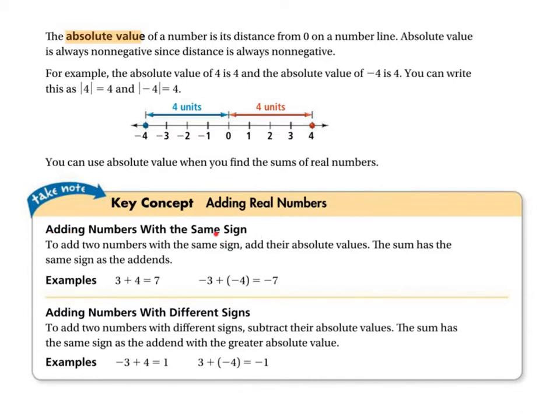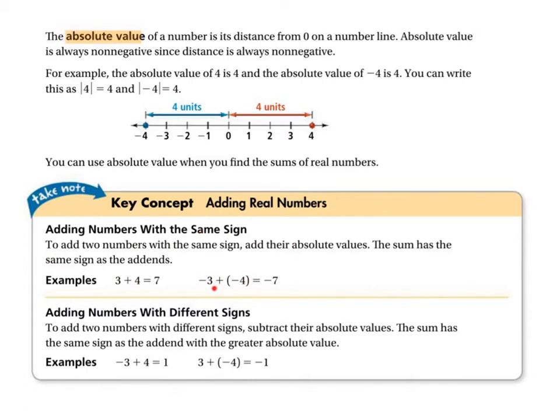If you're adding numbers with the same sign, we're adding a positive 3 and a positive 4, we can add their absolute values and keep the same sign. These have positive numbers. Absolute value of this is 3. Absolute value of this is 4. 3 plus 4 is 7. And we keep the sign, which is positive. Okay? These both have the same sign. That's the idea. Same sign or different signs. These have the same sign.